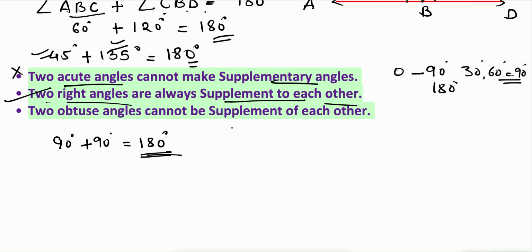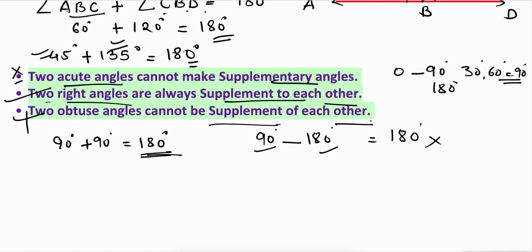Second, two obtuse angles cannot be supplements of each other, because an obtuse angle is in between 90 to 180 degrees. The obtuse angle is greater than 90 degrees but less than 180 degrees. So suppose if the two angles are greater than 90 degrees, then their sum cannot be equal to 180 degrees. So only two right angles can make supplementary angles. Two acute angles cannot make supplementary angles, and two obtuse angles also cannot. So these are the very important points which are asked in exams.